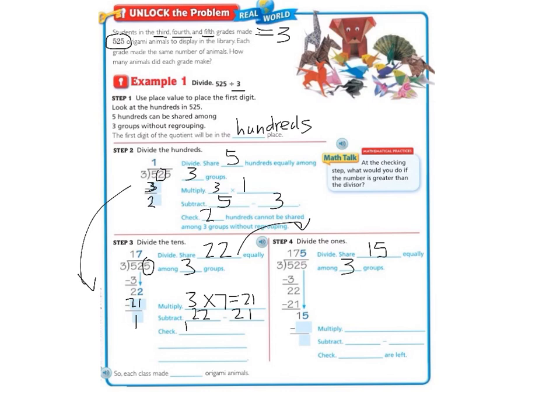Well, 3 goes into 15 evenly 5 times. The 3 goes on the side, the 5 goes on the top, and I subtract my 15 underneath. 15 minus 15 is 0. And when I get down to a 0, that's when I know I'm done. So our answer here at the bottom is, each class made, our answer is on top here, the quotient, 175 origami animals.